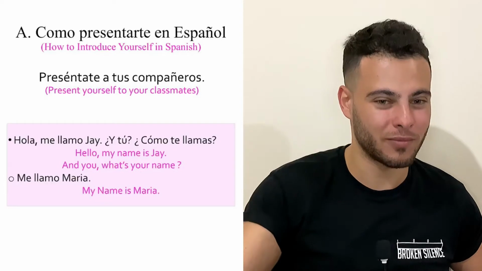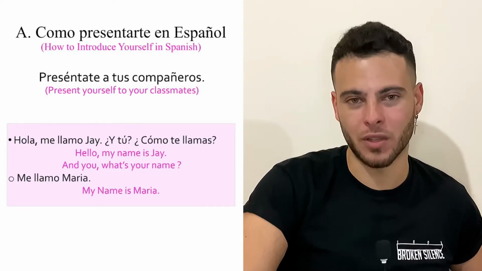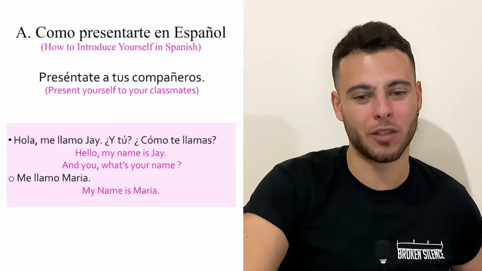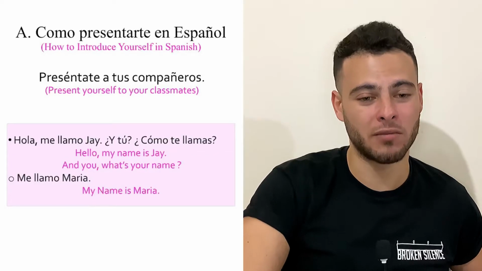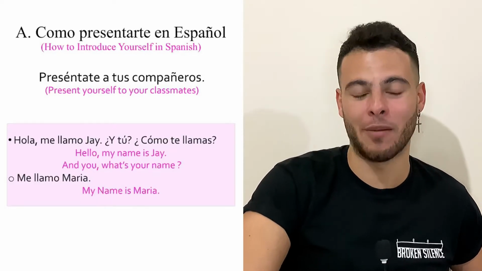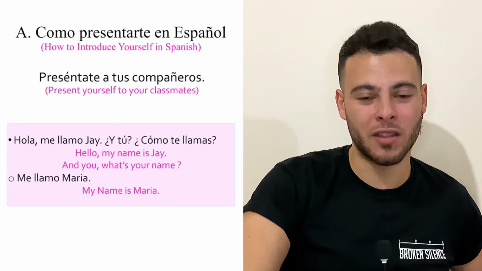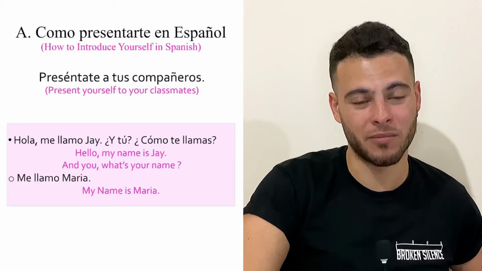¿Y tú? So here we can start with hola, of course, you know it. It's like the counterpart of hello in Espanol. And we have like this example here. Hola, me llamo Jay. ¿Y tú, cómo te llamas? Me llamo María. And you got the translation in pink. Hello, my name is Jay. And you, what's your name? My name is Maria.